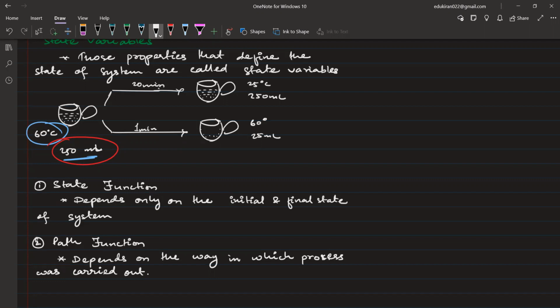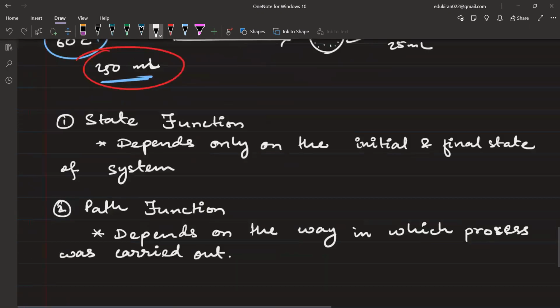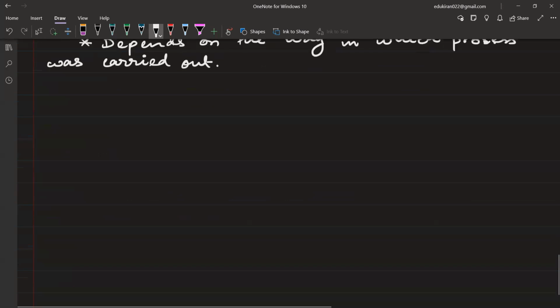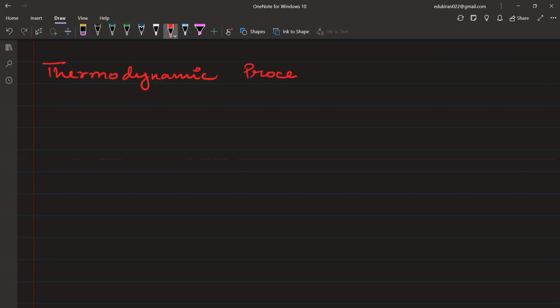अब धीरे धीरे हम लोग जिस तरह से प्रोसेस, we will be defining different processes, और उस प्रोसेस से फिर हम लोग डिफाइन करेंगे कि यहाँ पे जो आपके पास प्रॉपर्टी है, that is going to be state function या पाथ फंक्शन। ओके, so please write first of all thermodynamic process. Write the topic thermodynamic process.